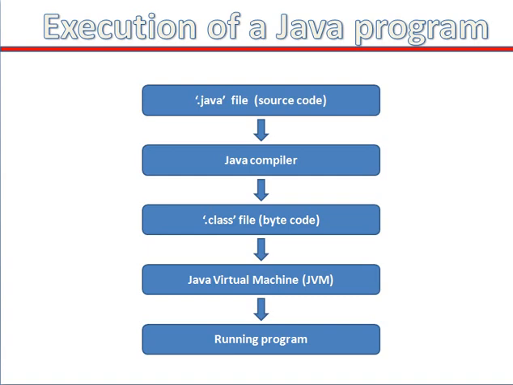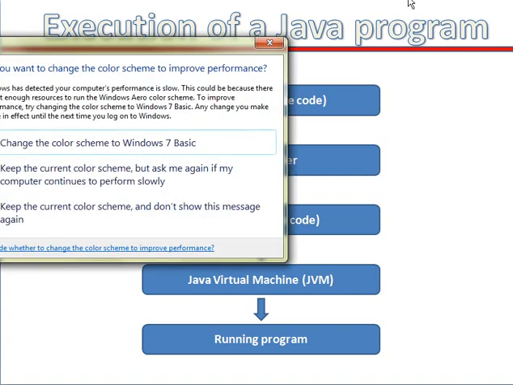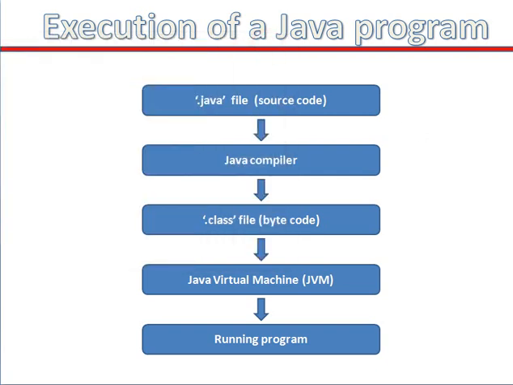And suppose if there are 4 classes in a .java file, then 4 .class files will be created, each with different class names. That is, suppose the first class is my class, the second is my class 2, the third is my class 3, and the fourth is my class 4. So .class file for all these names will be created.